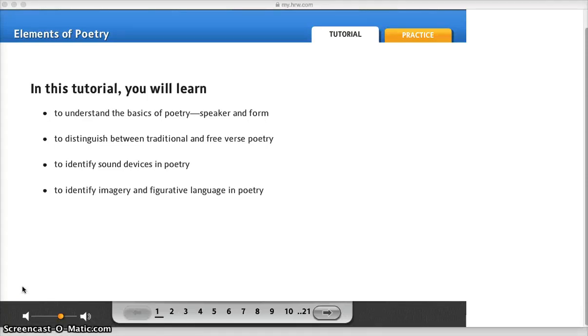Hi guys, this is one of our tutorials that's in our online textbook, and some of these are really great just when you're first learning and studying something and you need to just learn them, practice them, review them before you start applying them in your own reading and writing. So this tutorial will focus on elements of poetry.